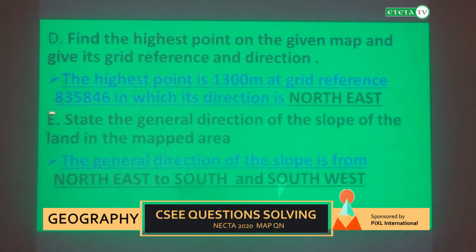If you check there, it is located at 83. Then it is at the center between 83 and 84. So it is 5. The following number there will be 5 because it is at the center between 83 and 84. So it will be 83 then 5.